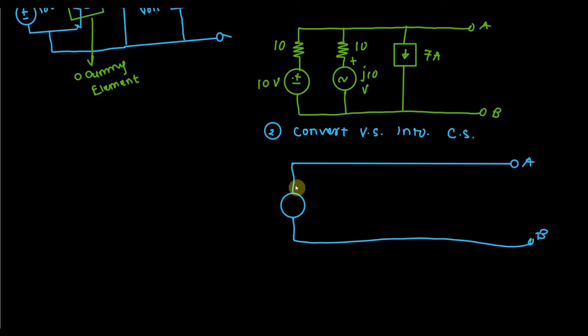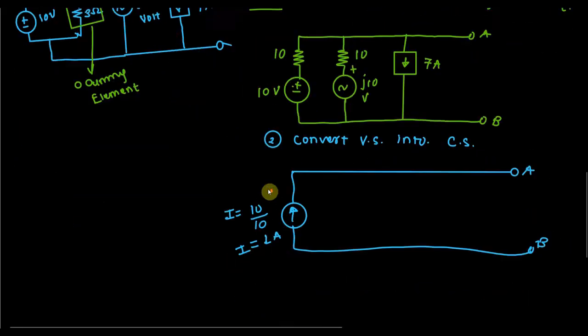This is the B point. So now this becomes a current source. I can use a box also. So what will be the value of current here? Current value is voltage by resistance. So it is 10 upon 10. So the answer is 1 ampere. Fine. You can see that the value is 10 here. 10 is given.